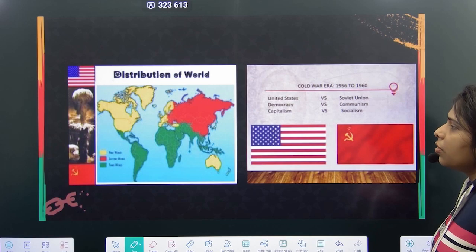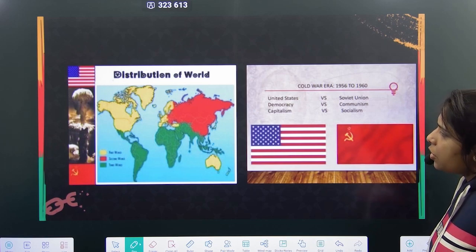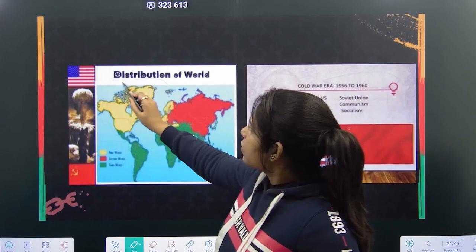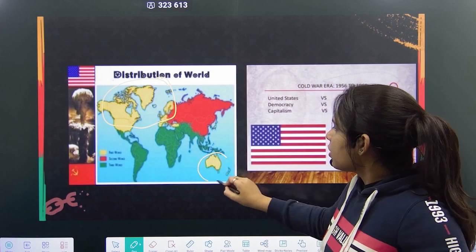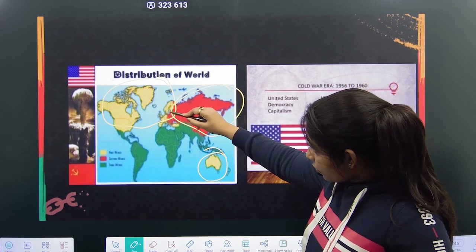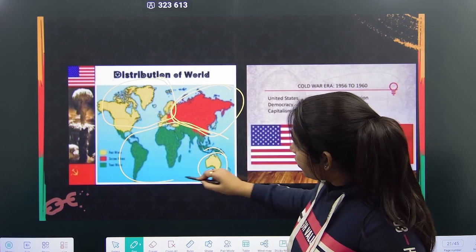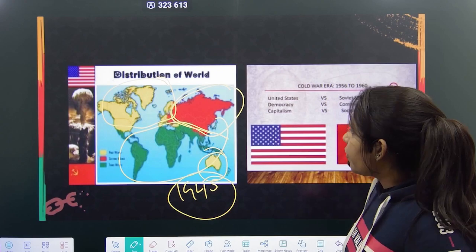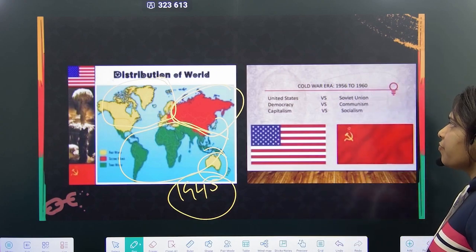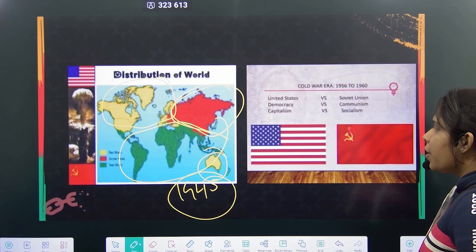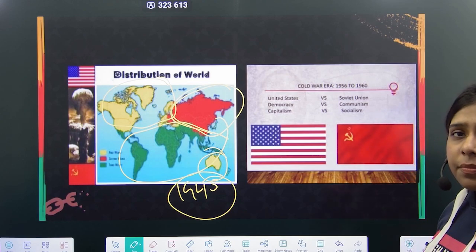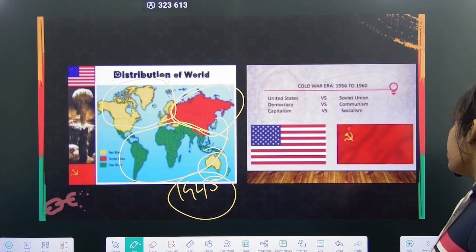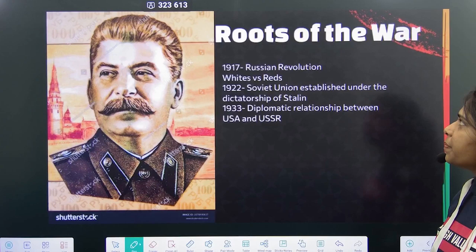Now see the distribution of the world. First world countries, second world countries, third world countries. First world countries, totally developed. Second world, and that was a third world country. Year 1945. So the fight was between US and USSR, between capitalism and communism. And of course, democracy versus communism as well.